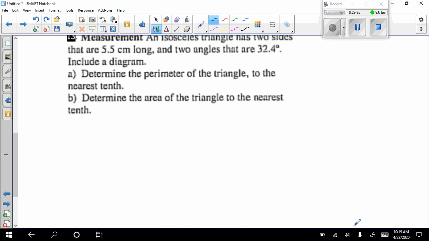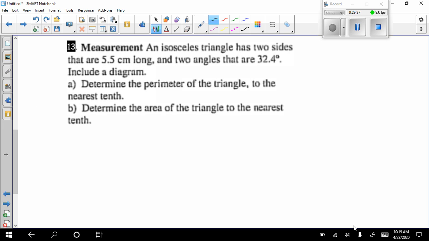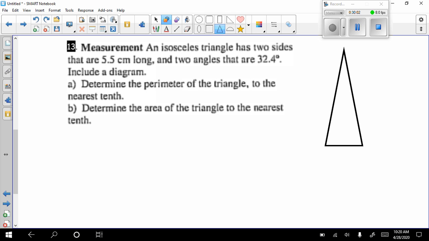Okay. Last question, number 13. It says an isosceles triangle has two sides that are 5.5 centimeters long and two angles that are 32.4 degrees. Determine the perimeter of the triangle and the area. Okay, well, I'm going to start this one by drawing it. And actually, I think I've got a tool here for doing it. That one right there. So I'm going to draw it like this.